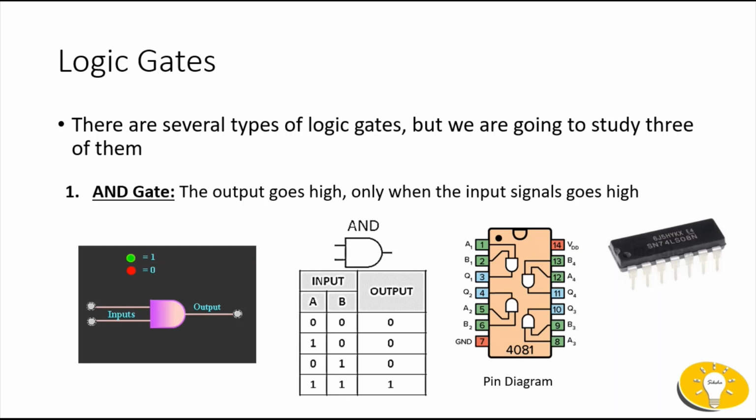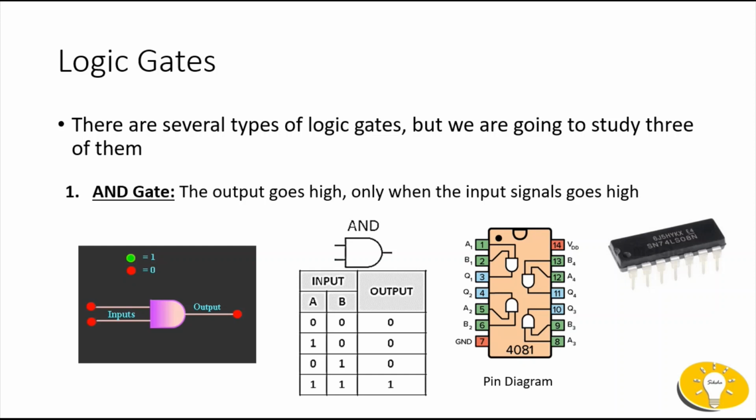There are several types of logic gates, but we are going to study only 3 of them. The first one is the AND gate, where the output goes high only when both the input signals go high. That is, the output is logic level 1 only when the A and B inputs are 1. In the slide, you can also see the pin diagram of a typical AND gate IC on the right hand side.